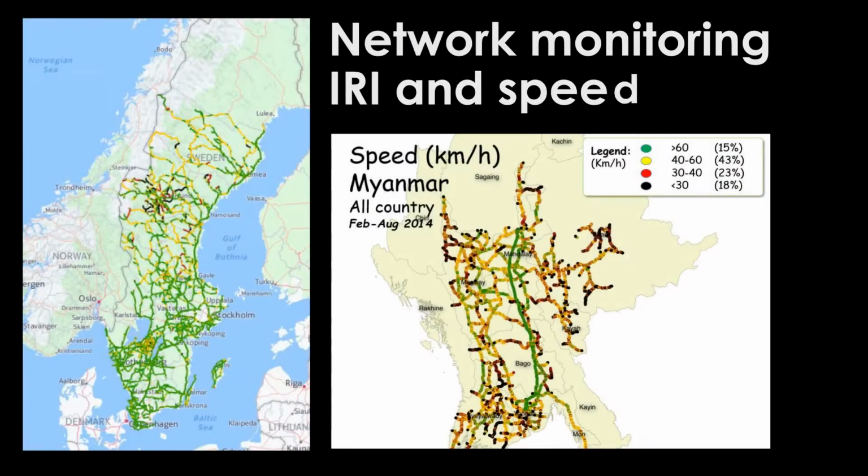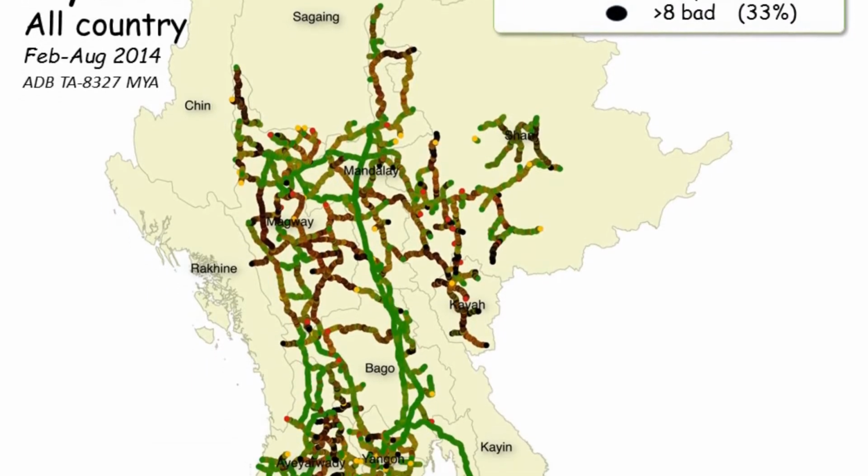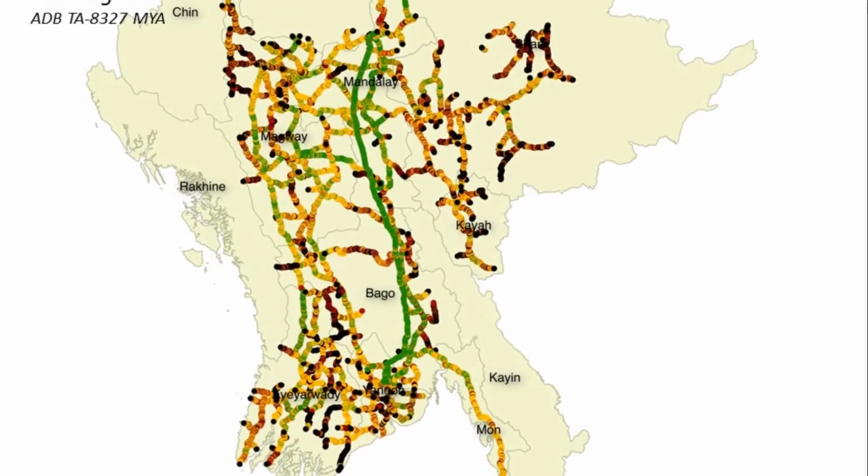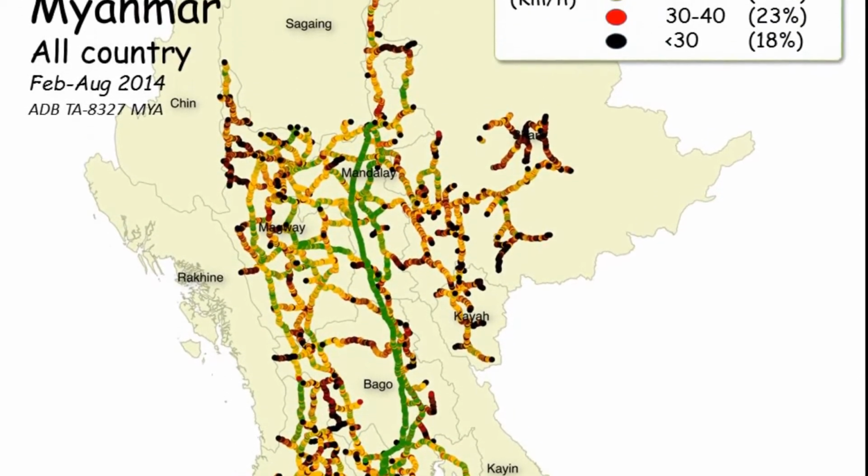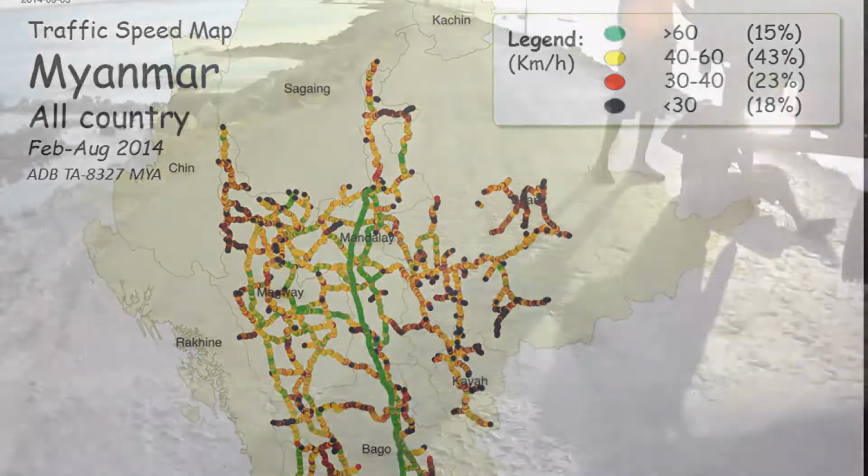Network monitoring. After a survey period, you can export all your data to a GIS tool and monitor your whole road network. Except from the road roughness, you also monitor the vehicle speed.